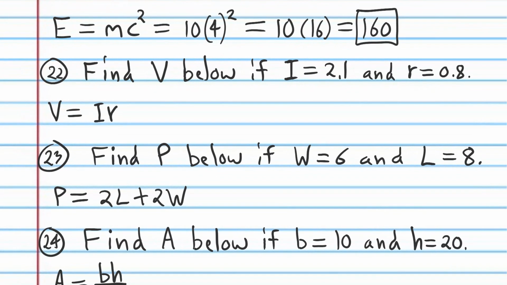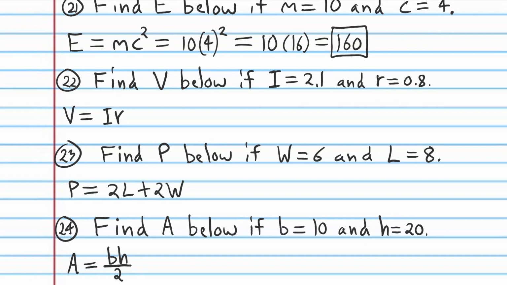All right, number 22, find v below if I equals 2.1 and r equals 0.8. So v is equal to I times r. Now again, in the previous course, and in my arithmetic course, you would have written this as I times r with a cross. But when you get into upper math, this course and other courses, you don't use a cross. You just get rid of that cross and you write Ir. You just write those letters right next to each other.